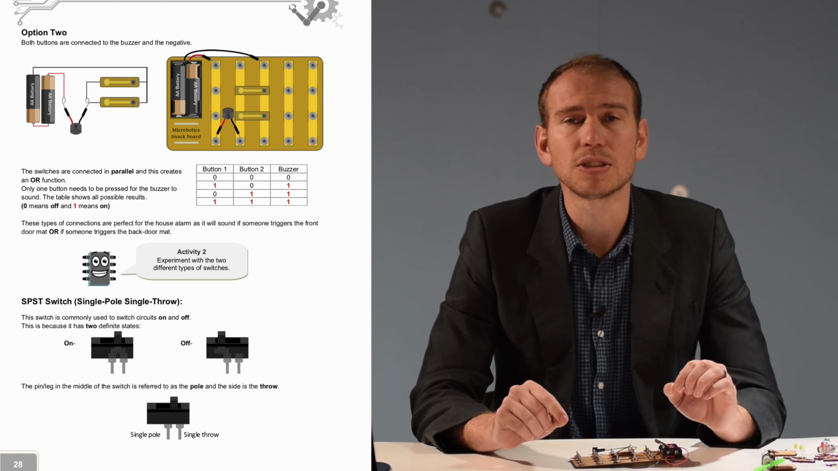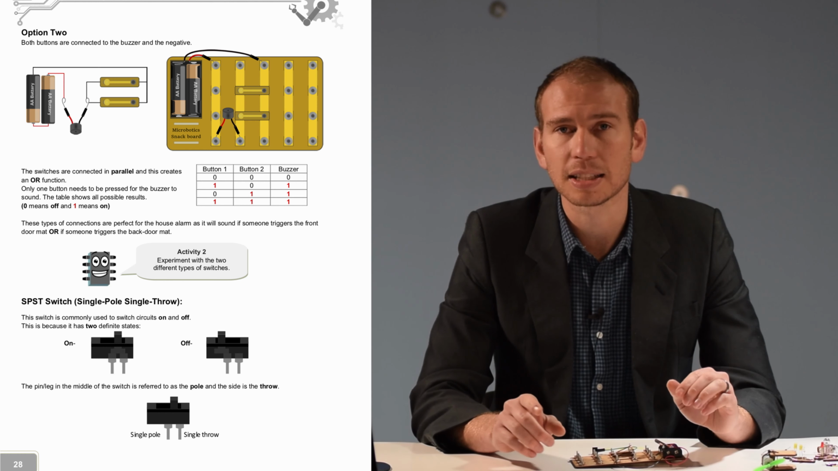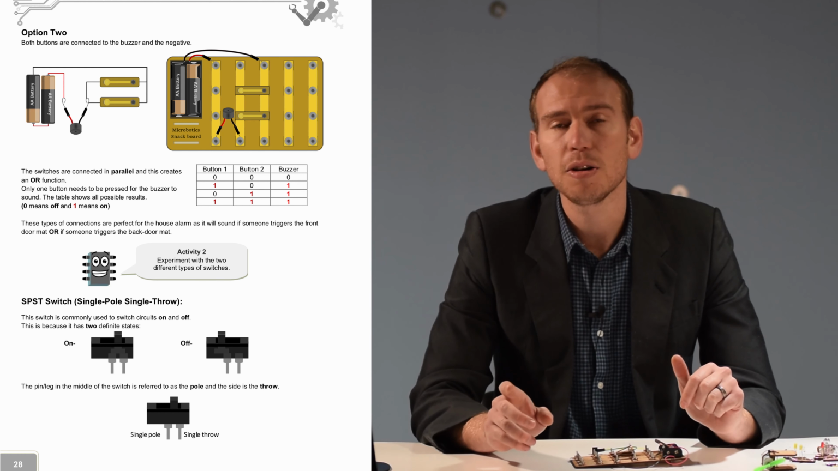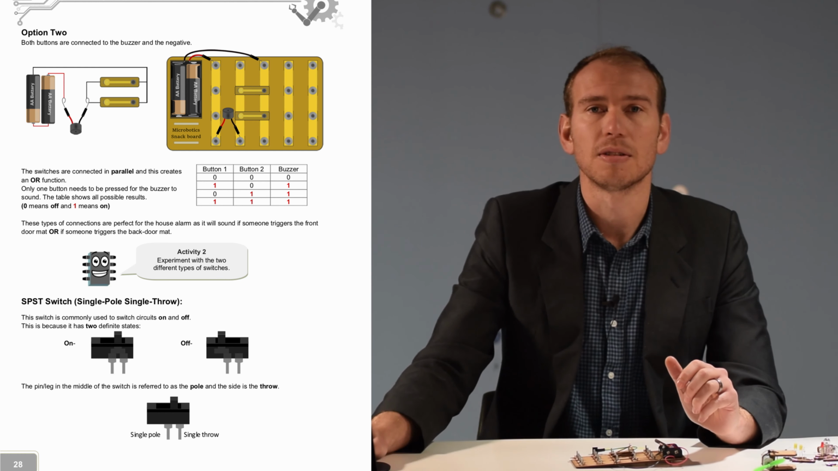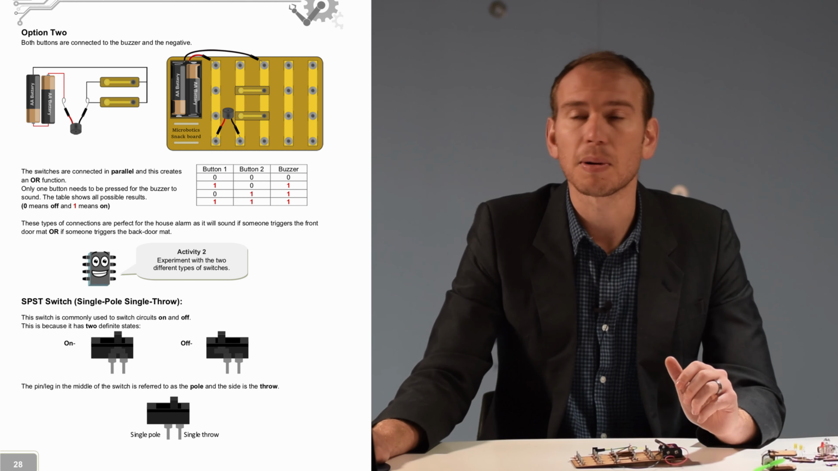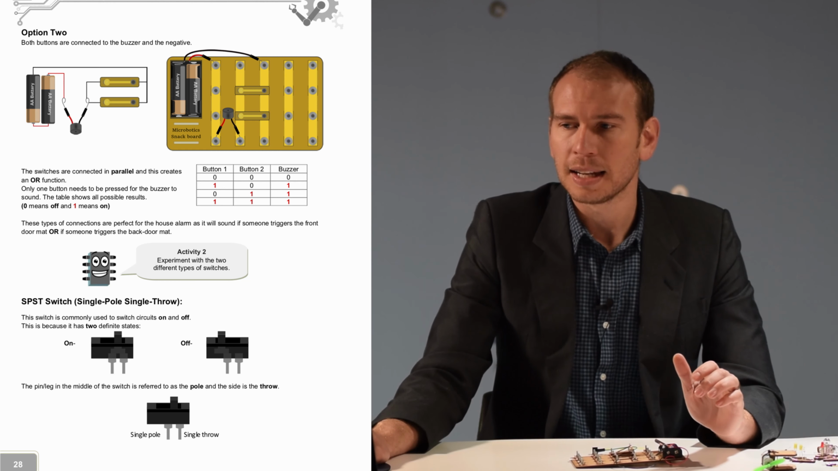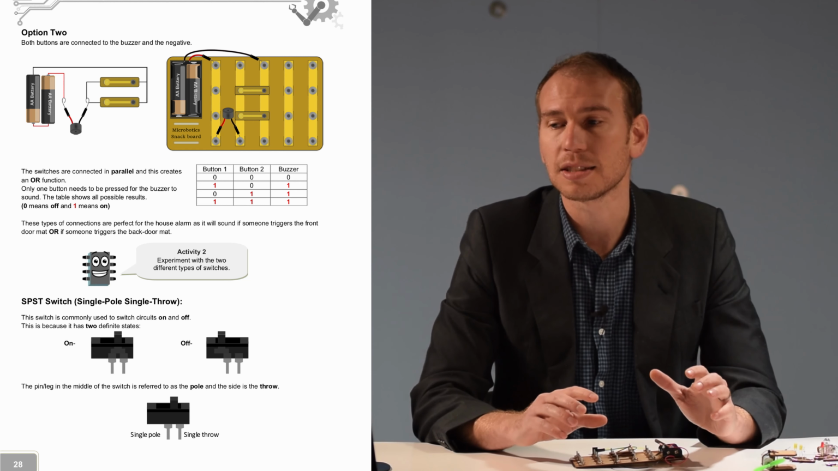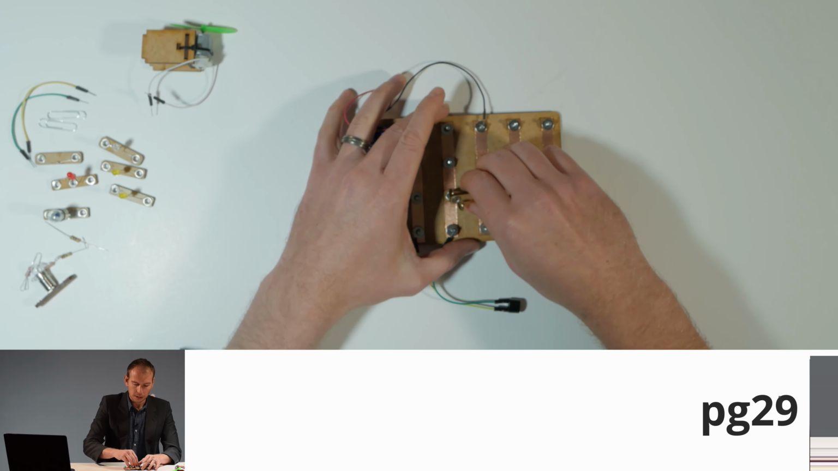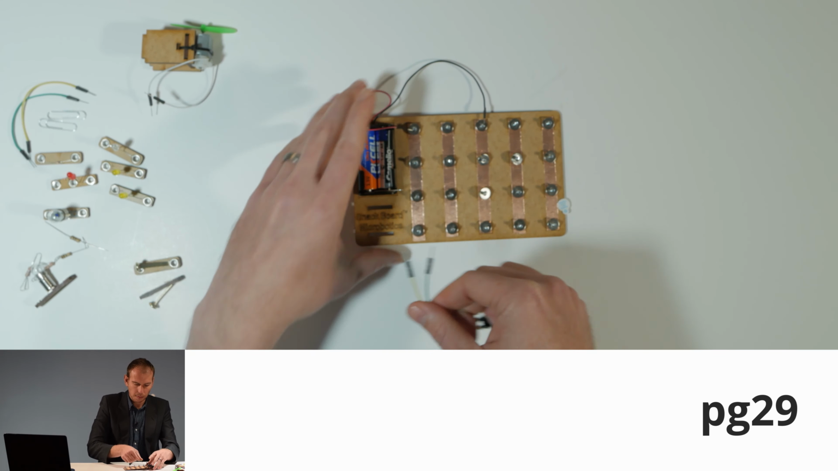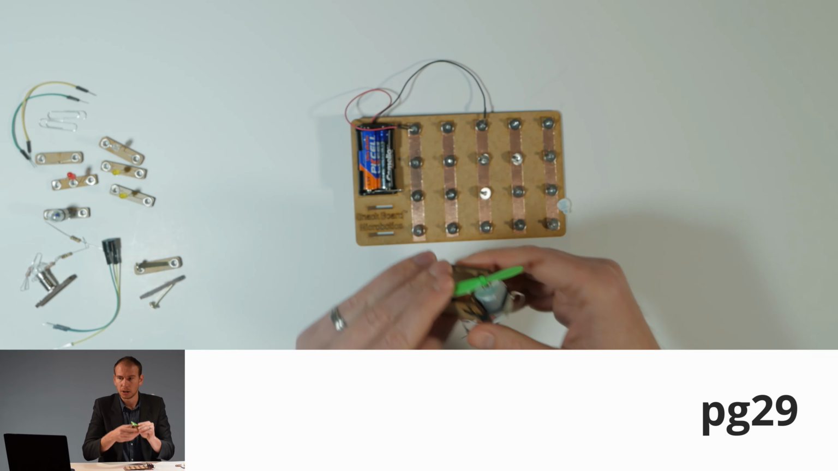So the pole is usually the middle leg, or in this case, the left leg. And the throw would be on the right, which is the right leg. So that is a single pole, single throw. That's what SPST stands for. Now let's quickly control a fan with a single pole and a single throw. So let's connect our motor back up.